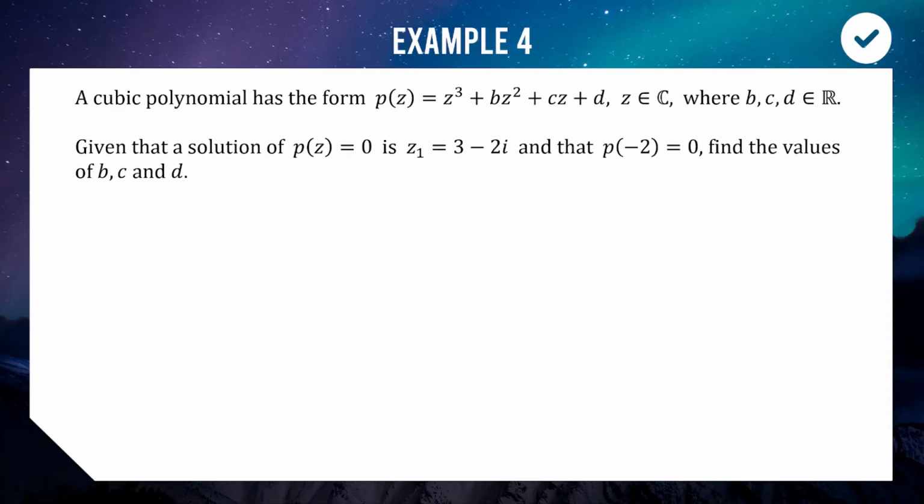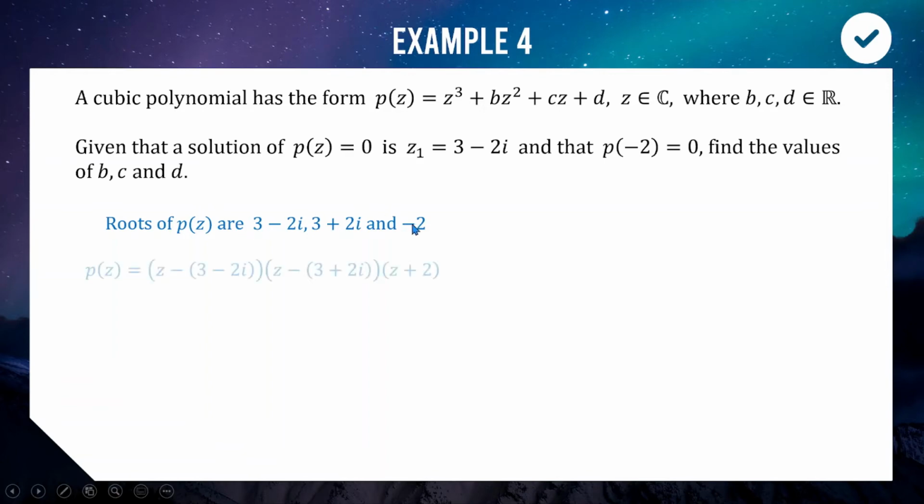All right, let's dive in. So straight away, we know that because 3 minus 2i is a root, thanks to the conjugate root theorem, 3 plus 2i is also a root. Now, because minus 2 goes into the polynomial and gets 0, it means that minus 2 is the third root of our polynomial. So sweet, now we know what our 3 roots are.